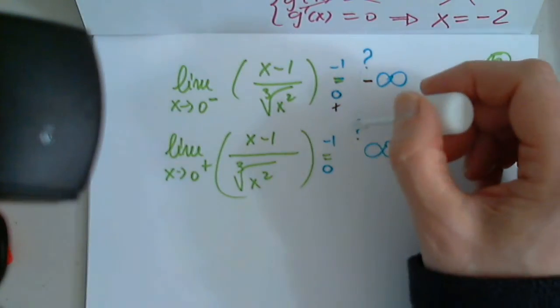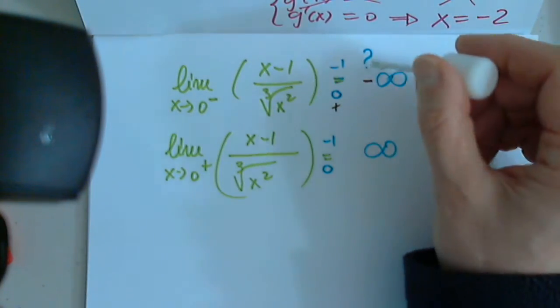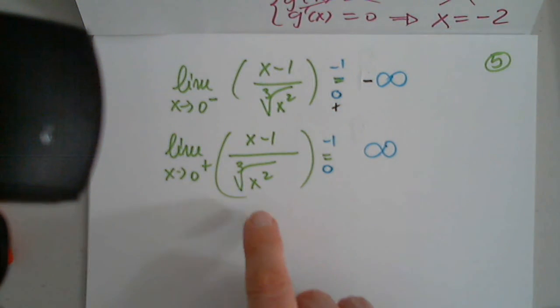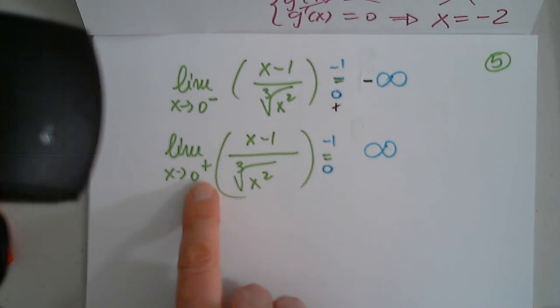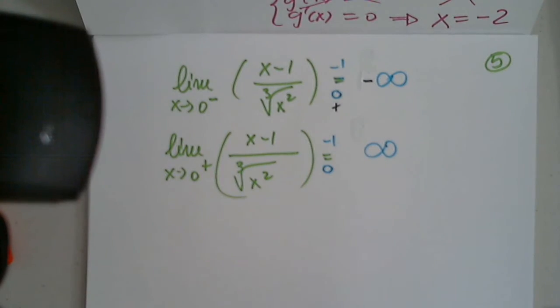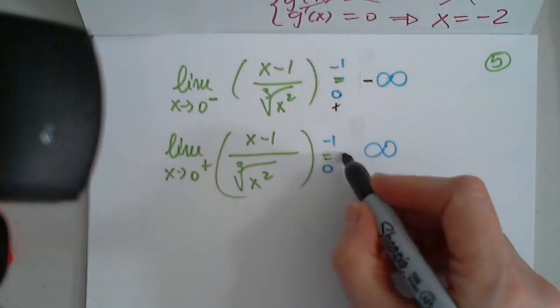What about the second limit? I meant to say positive. But it's the same thing. It's positive 0.1. It's still a positive number. It's still negative over a positive. So then what is the answer? Still negative. Good.